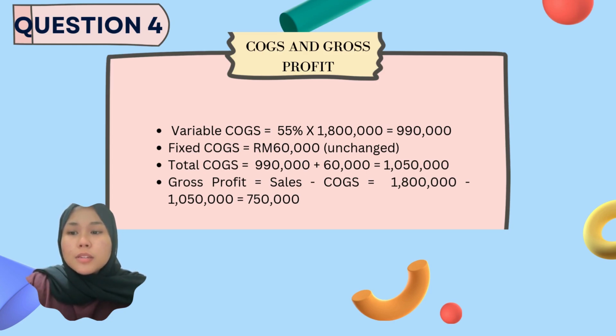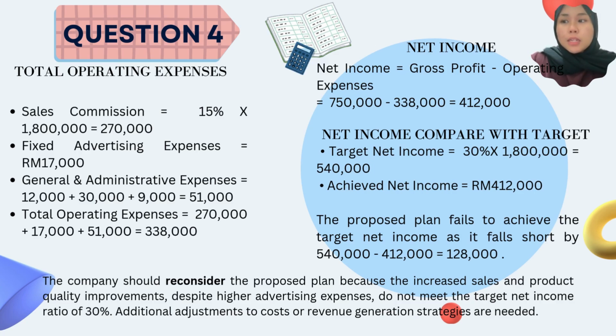And then gross profit, sales minus COGS, we get 750,000. And then for the final one, we will calculate the total operating expenses. Total operating expenses is 338,000, and then we will calculate the net income. Net income equals gross profit minus operating expenses, which is 412,000. And then net income compared with the target net income, the difference is 128,000.